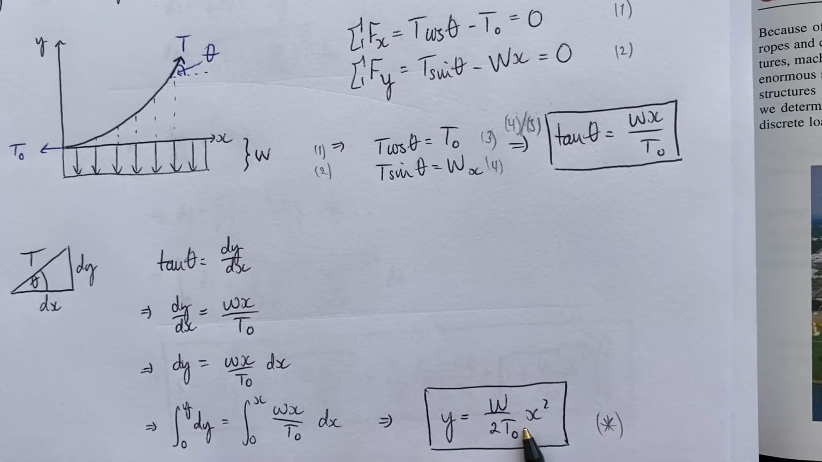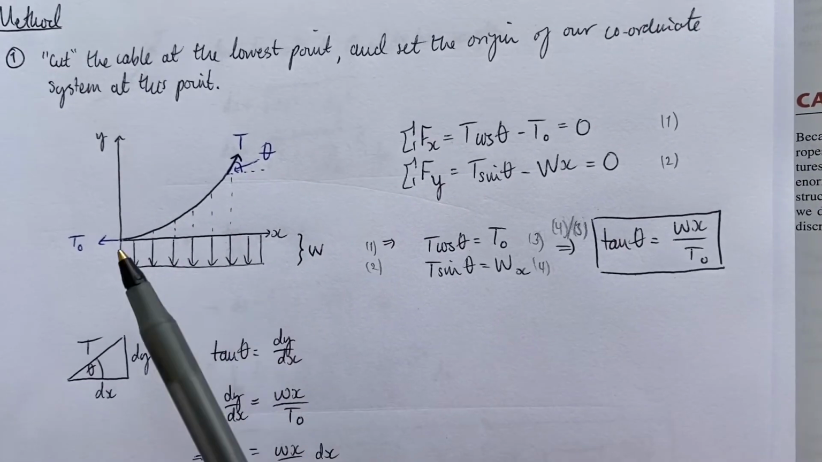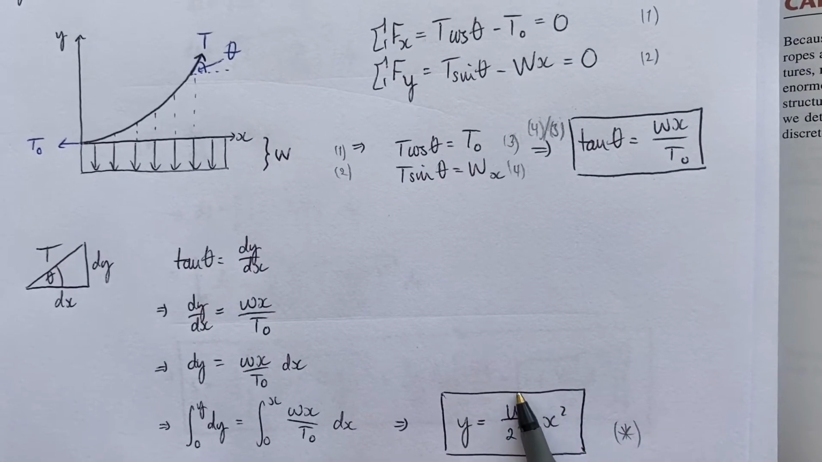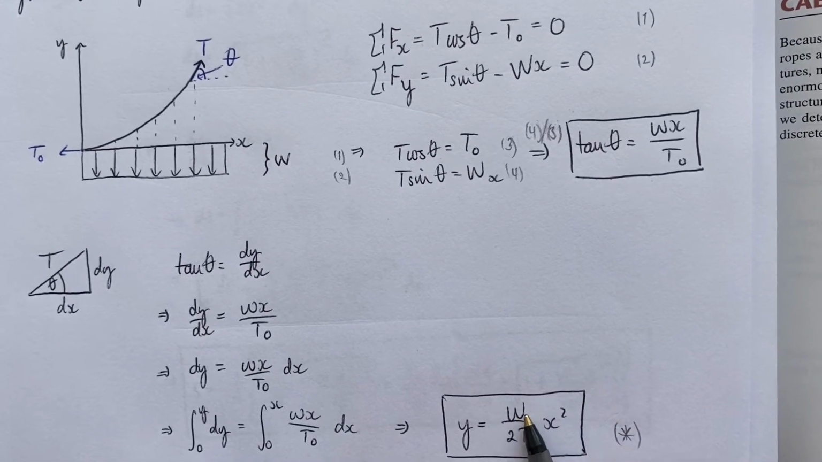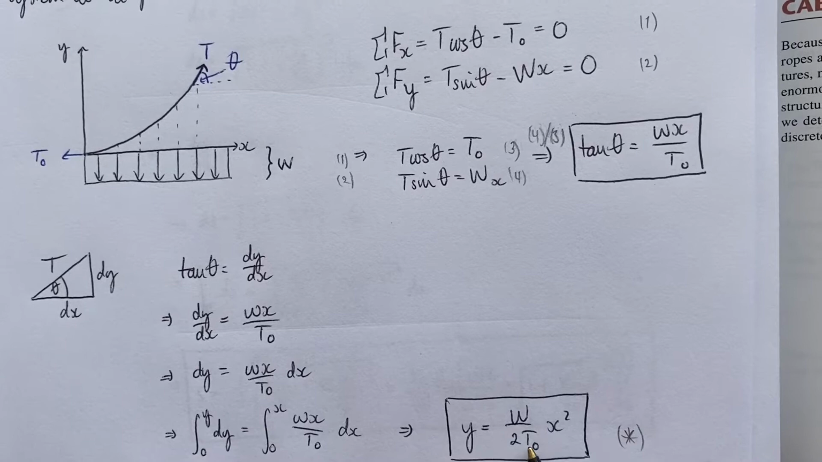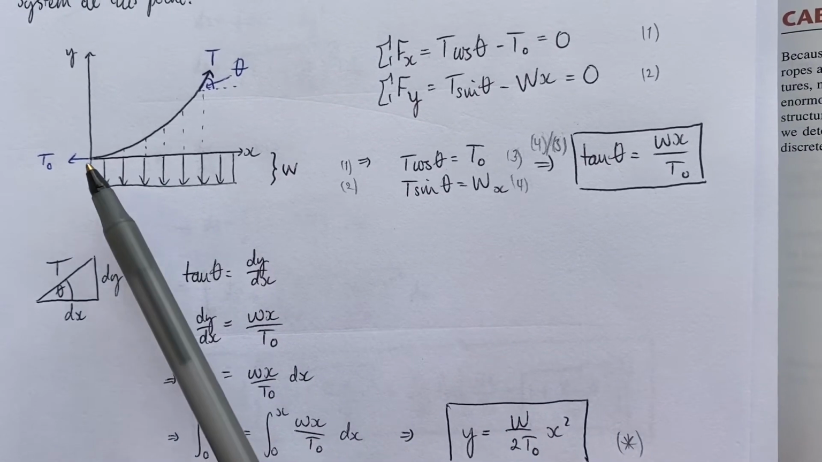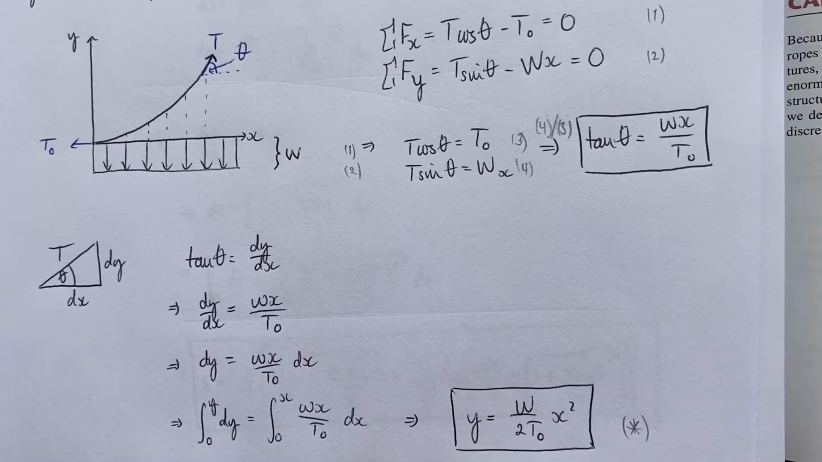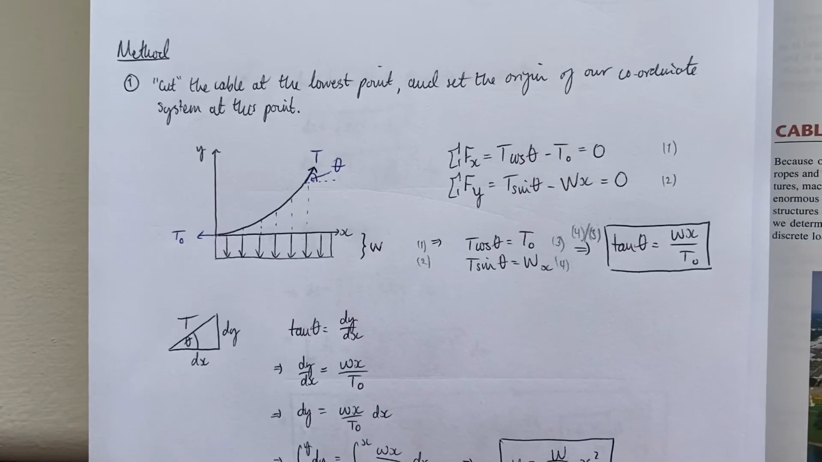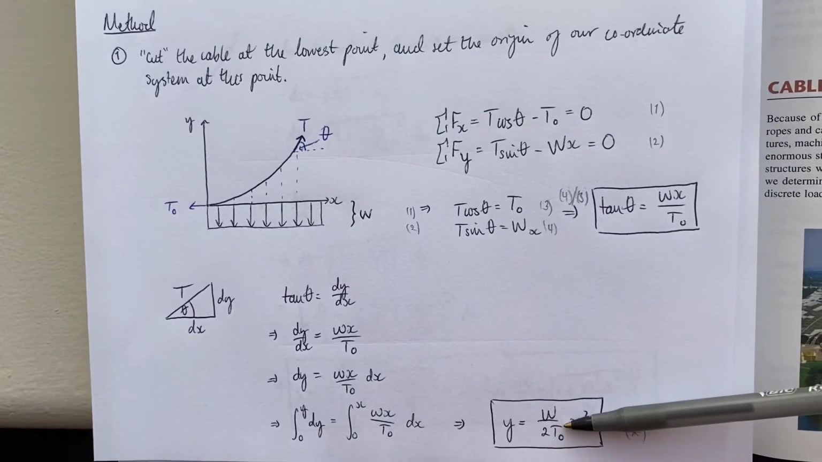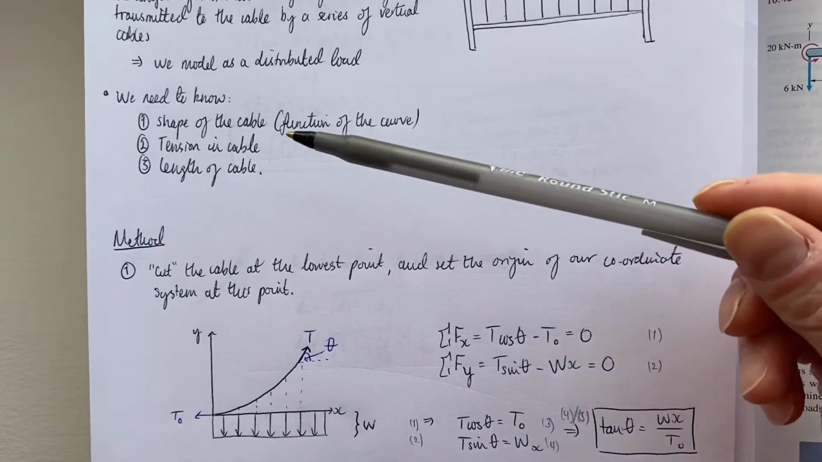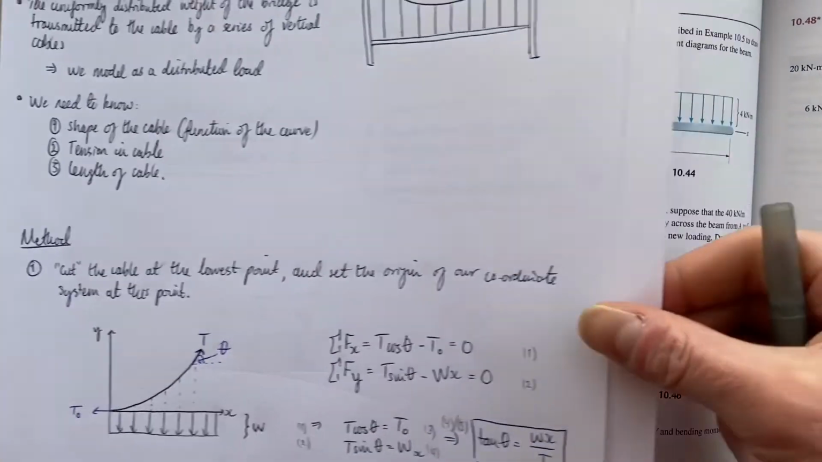So intuitively it's a quadratic in x, right? We should recognize that shape, but I just have to include this term at the front, which includes the weight of the bridge, which we've modeled as a distributed load, and 2 times the tension at the lowest point, T0. And I've called that equation star to be used later on. So that's the equation for the shape of the cable. So that's number 1 dealt with. So now let's move on and look at how to calculate the tension in the cable.